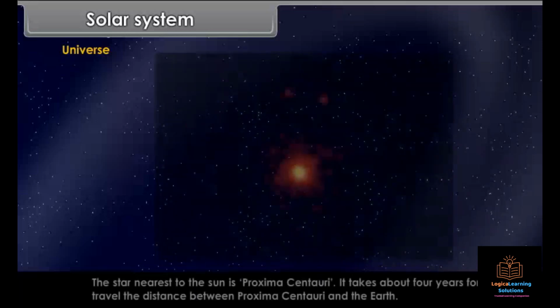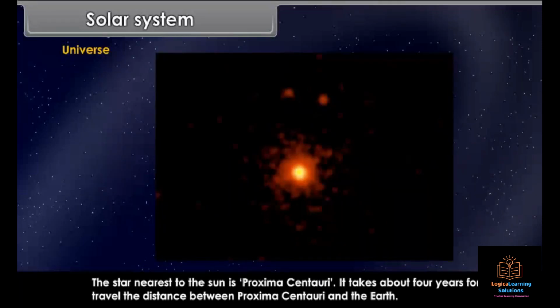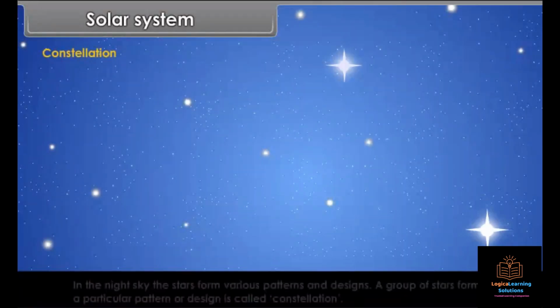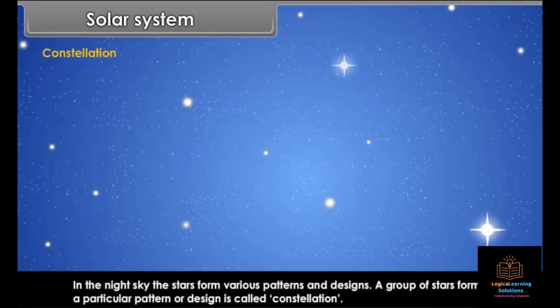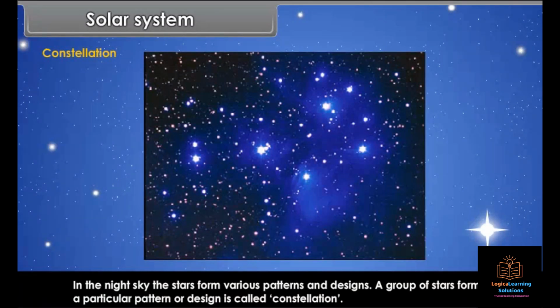The star nearest to the sun is Proxima Centauri. It takes about 4 years for light to travel the distance between Proxima Centauri and the Earth. Constellation. In the night sky, the stars form various patterns and designs. A group of stars forming a particular pattern or design is called a constellation.